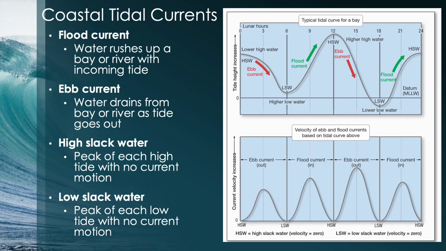And then in between the flood current and the ebb current, at the boundary between those two, the water's going from going in to going out. So it's changing direction, and when something changes direction, it has to pass through zero. So there's a point in time where there's no velocity. The water is still, and that's called the slack water. The high slack water happens right at the peak of the high tide, and the low slack water happens at the trough of the low tide.